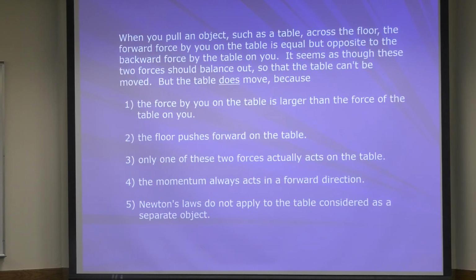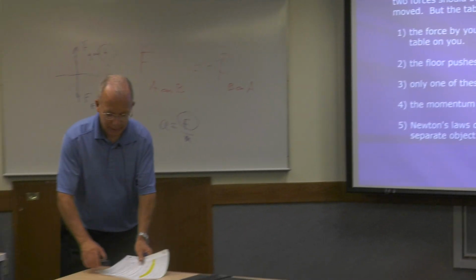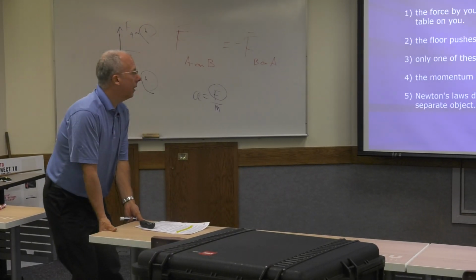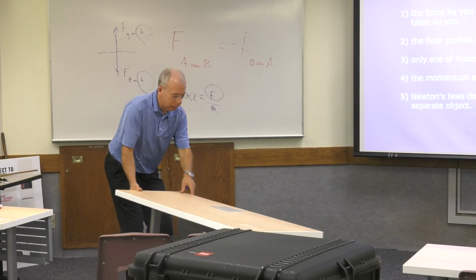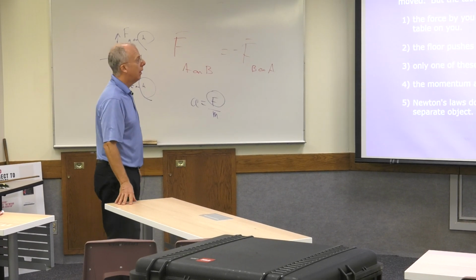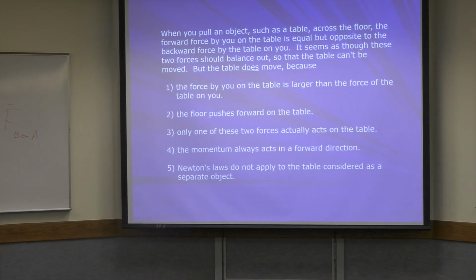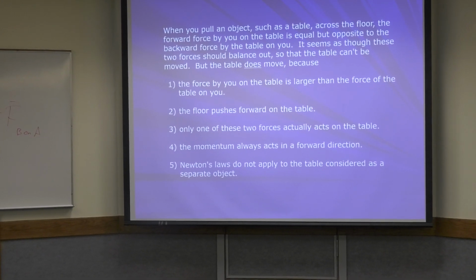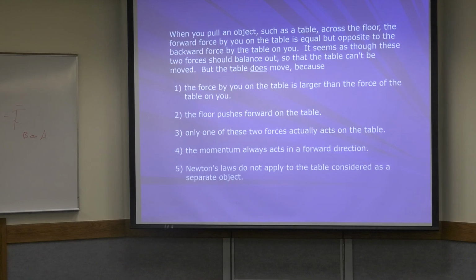Okay. When you pull an object, like a table, across the floor, the forward force by you on the table is equal but opposite to the backward force by the table on you. It seems as though these two forces should balance out so that the table can't be moved. But the table does move.